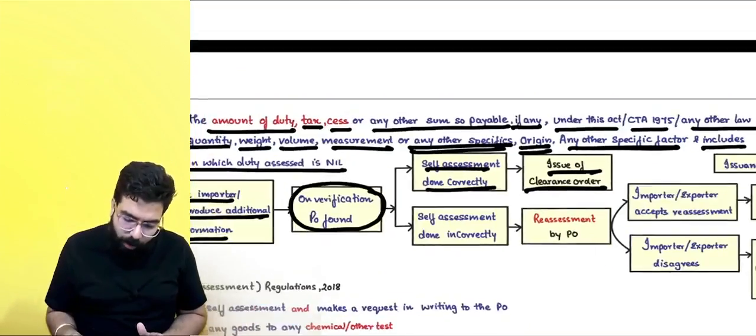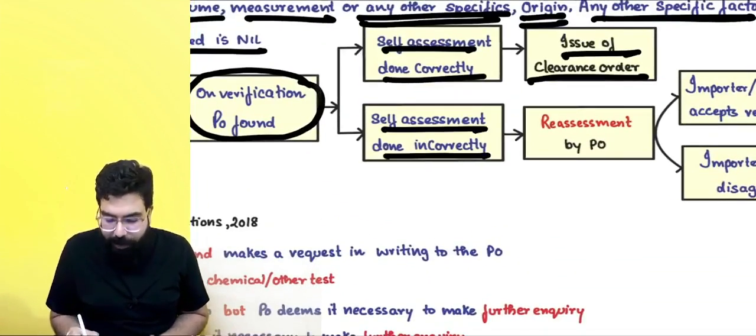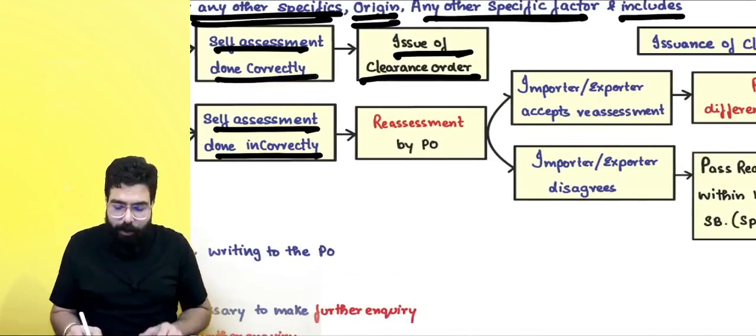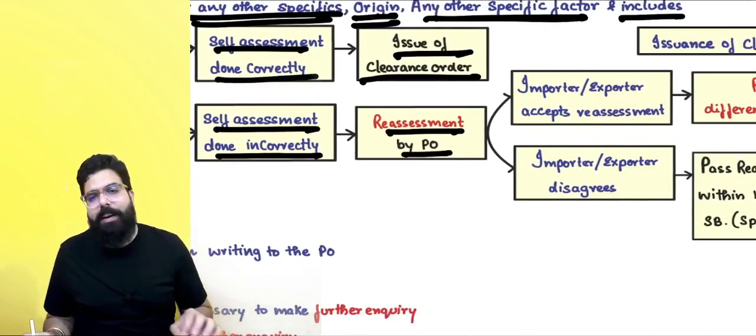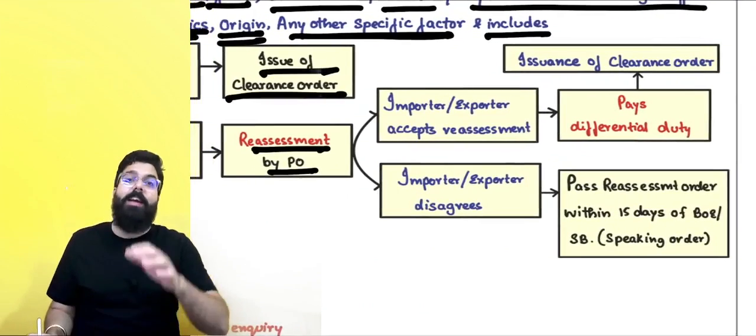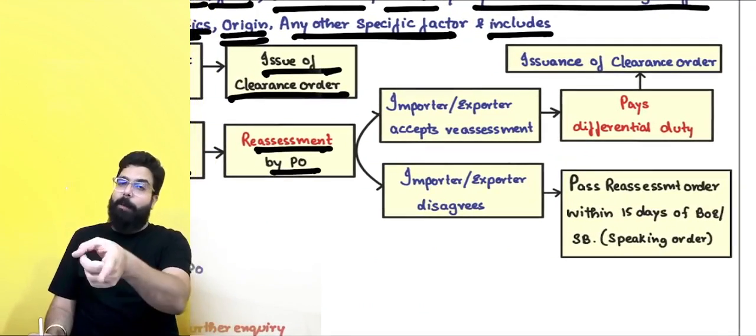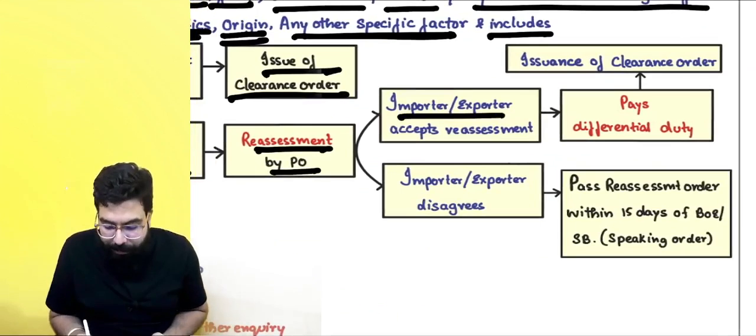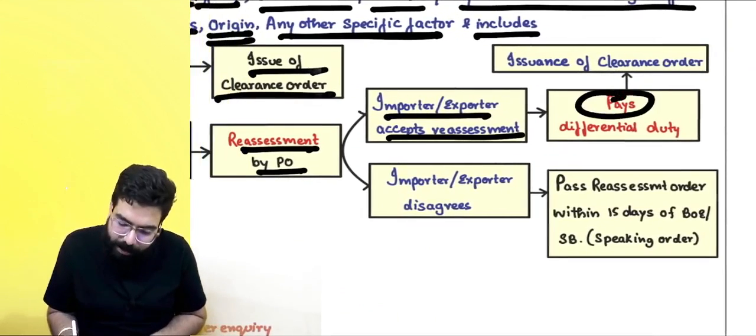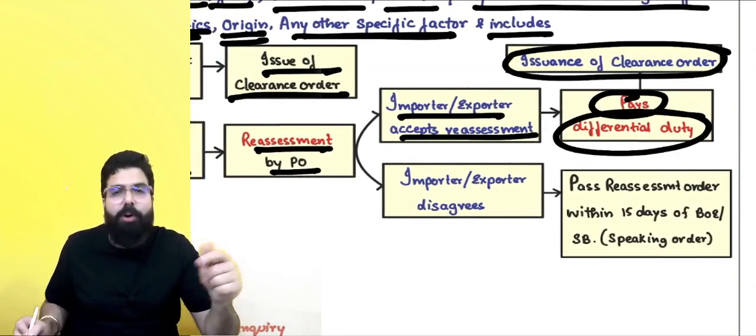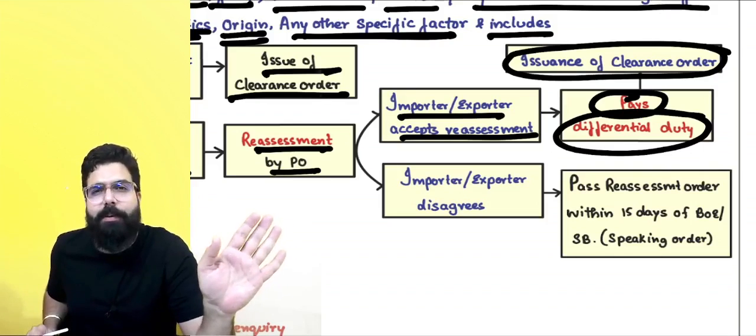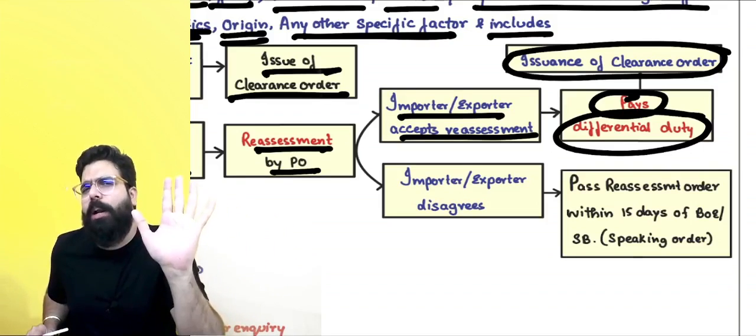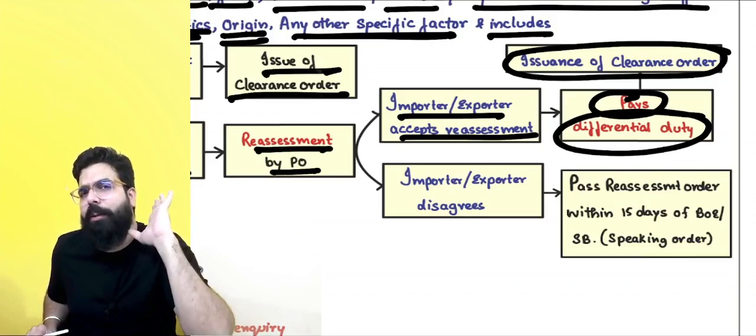Now, sir, on verification, if he finds that self-assessment is not done correctly, then he will do the reassessment. Reassessment shall be done by the proper officer. He will tell you, I have assessed the duty, pay the differential duty. Now, if you accept the reassessment and pay the differential duty, then chapter closed. He will not give you any reassessment order, because you have paid the duty. He will just issue a clearance order.